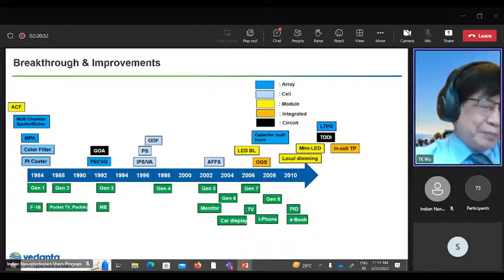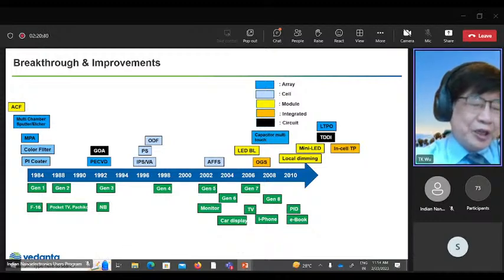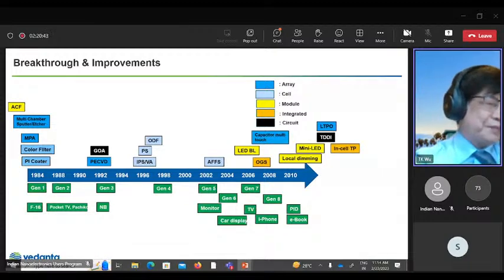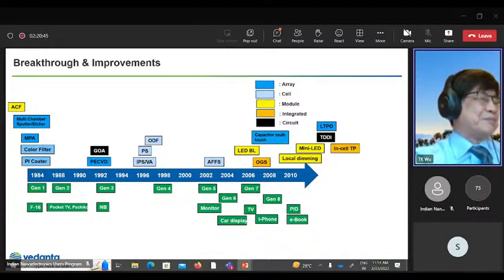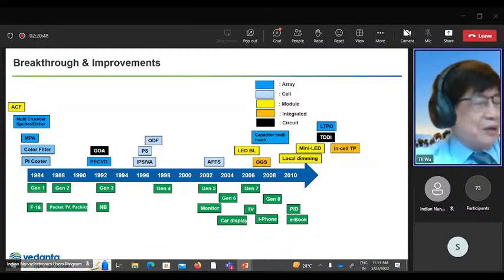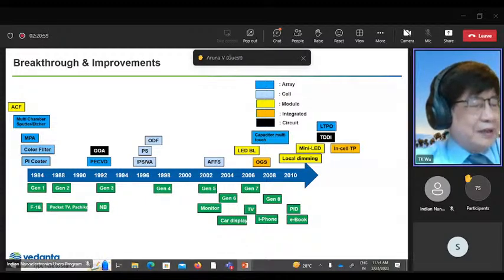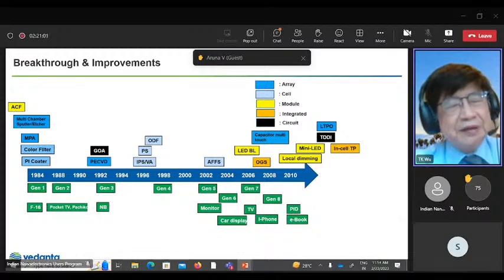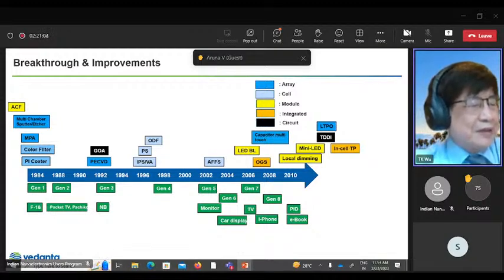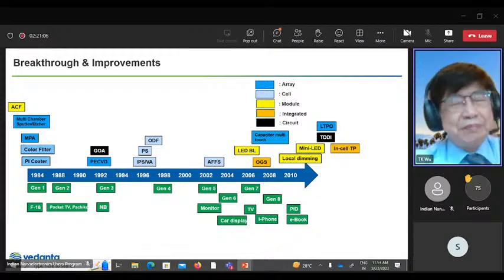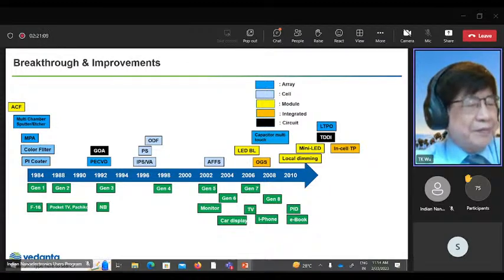For example, the PI coater, the mirror projection aligner (we call it MPA), the multi-chamber sputter and the etcher were developed. And the color filter was invented and made the display a color display, developed in the mid 1980s. In early 1990, AKT applied PECVD technology. I think this is a very, very important milestone for TFT LCD.